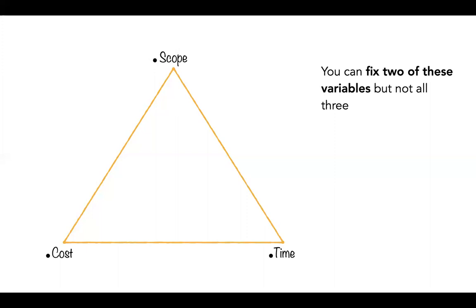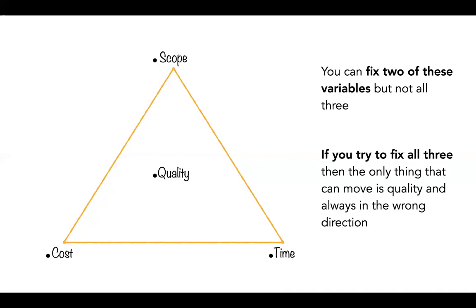And the reason why you don't want to fix all the three is because there is actually a hidden variable here. And the hidden variable is quality. And if you fix all the three, if you fix scope and cost and time, then the only thing that can move is quality. And it always moves in the wrong direction, right? So you're going to degrade quality and you're going to deliver a substandard product if you try to fix scope as well as time and cost. So that's not something that you want to do because that's not beneficial to anyone. So let's look at this in practice a little bit, and we'll also look at what is the XP way of dealing with the golden triangle.